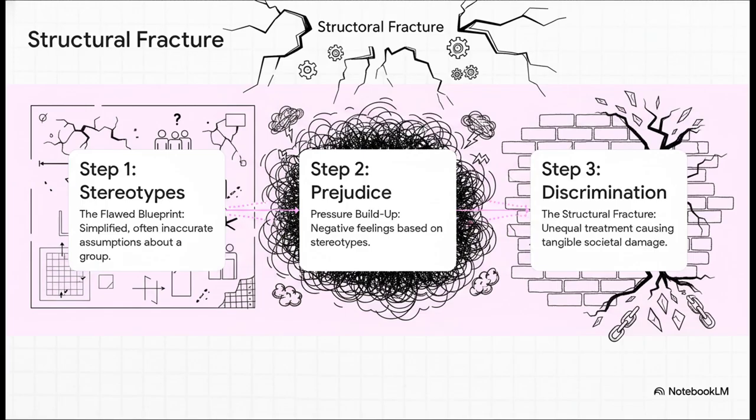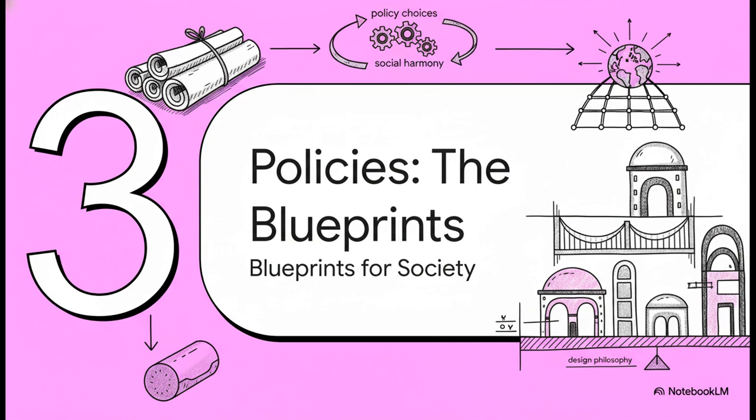of failure. This pipeline here shows the dangerous path to a total structural fracture. It starts with stereotypes. That's like having a flawed blueprint. This can lead to prejudice, which is like a pressure buildup in the system. And if you don't do anything about it, you end up with discrimination, the actual action that causes a real crack in your society. Okay, so let's move on to the actual blueprints.